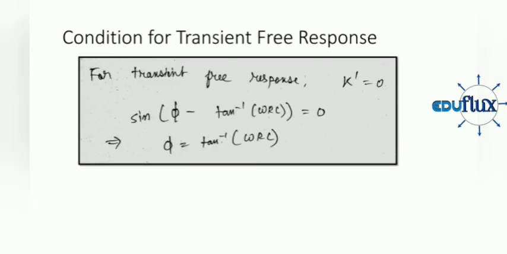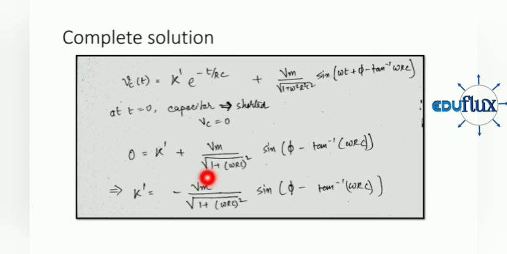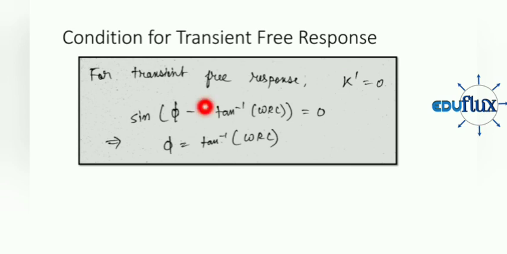Now, I can equate k dash equal to 0. See, what is the value of k dash? Minus Vm by root of 1 plus omega RC whole square into sine of phi minus tan inverse of omega RC. If I equate it to 0, see Vm is not equal to 0, therefore this part will be 0. So phi minus tan inverse of omega RC will be equal to 0. Simple. So phi is equal to tan inverse of omega RC.